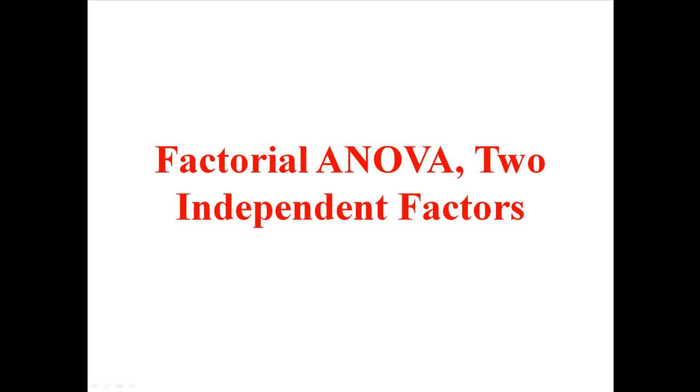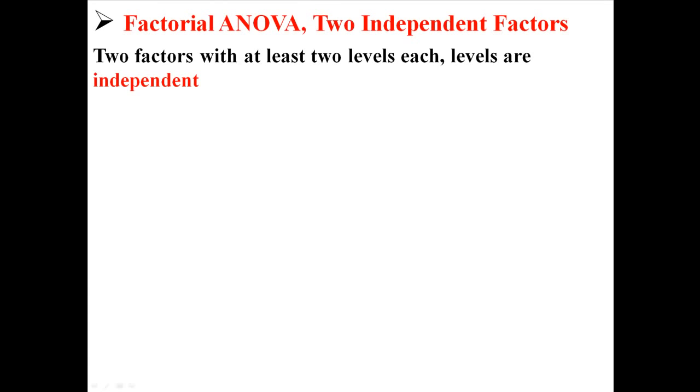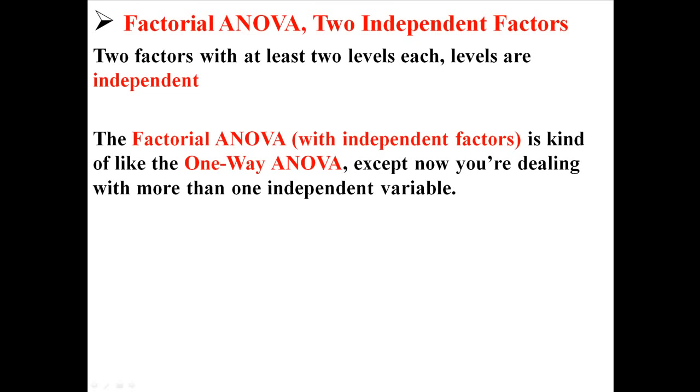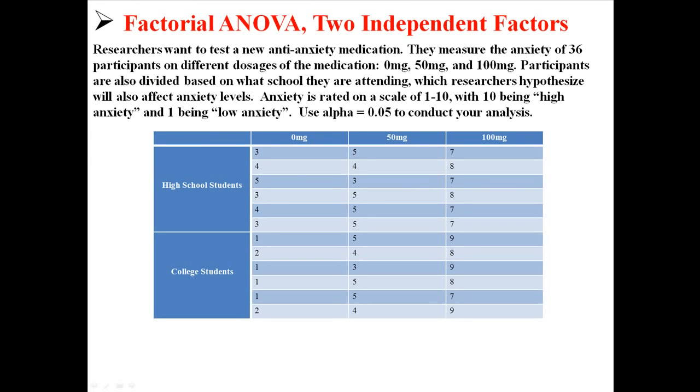So now that we've done a regular ANOVA, we're now going to do a factorial ANOVA with two independent factors. Now this ANOVA has two factors with at least two levels each, and these levels are independent. So the factorial ANOVA with independent factors is kind of like the one-way ANOVA, except now, instead of having one independent variable, we're going to be working with two independent variables.